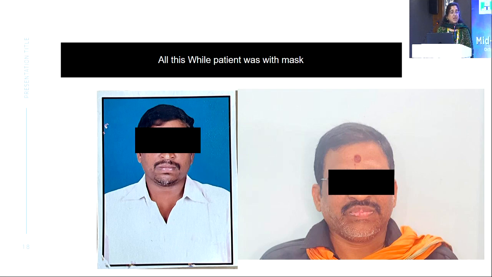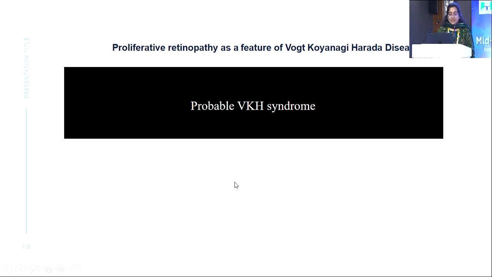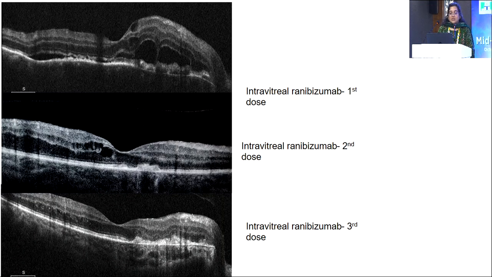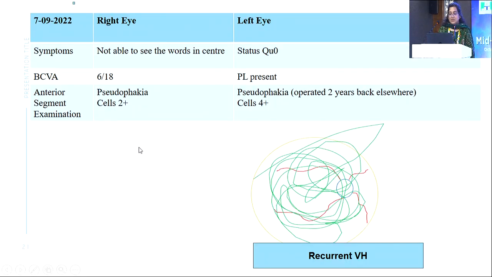Then I asked him if he had any signs of headache or meningism. He said he had stiffness of neck. So then I changed my very first diagnosis of PDR to proliferative retinopathy as a feature of VKH syndrome. So we gave him 3 injections of ranibizumab, and this is how it is.